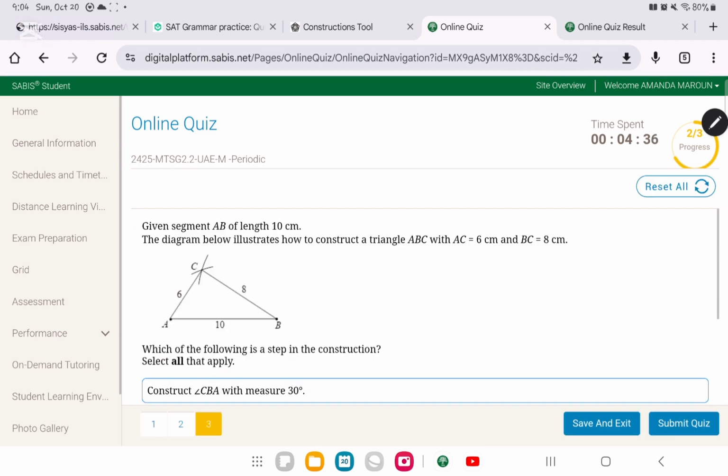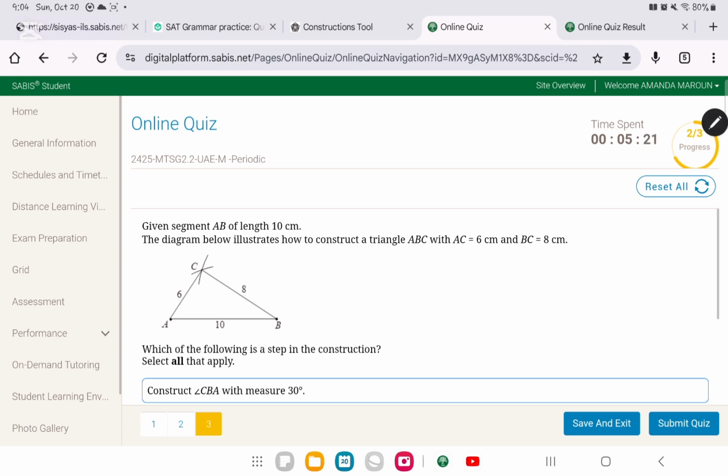Question number 3. Given segment AB of length 10 centimeters, the diagram below illustrates how to construct a triangle ABC with AC equal to 6 centimeters and BC equal to 8 centimeters. We did something similar to this, okay? We did 7 centimeters, 5 centimeters, and 6 centimeters. Now here they're doing 10 centimeters, 6 centimeters, and 8 centimeters. Which of the following is a step in this construction?